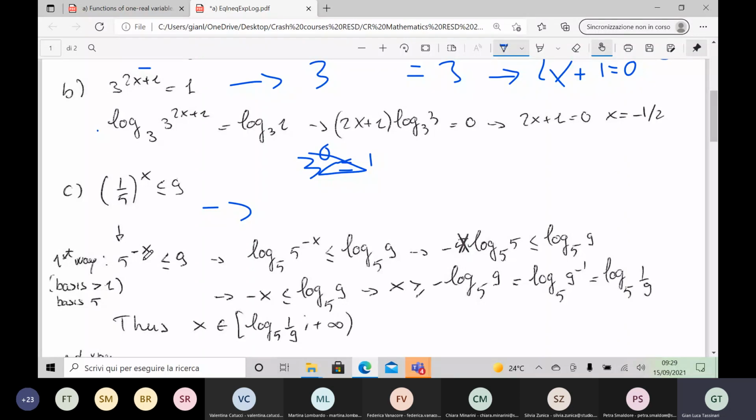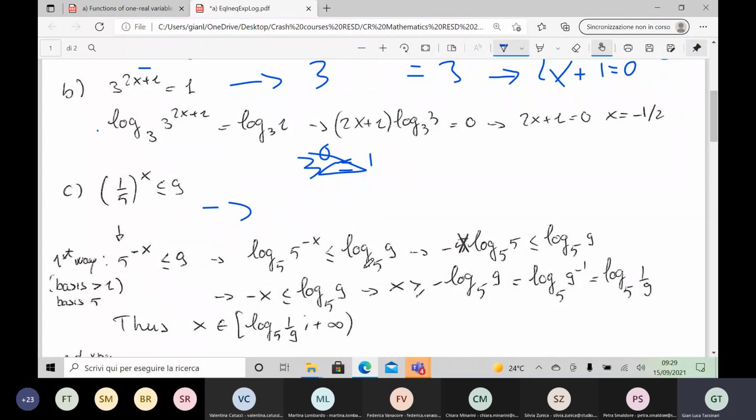Guys, here we are in exactly a case in which we are forced to use the general procedure, the one that works always. How do you make x fall down? You have to take the logarithm. Which basis of the logarithm is more convenient to use? Basis 5, because this is the basis of your exponential function. So take the logarithm with basis 5 of both sides.